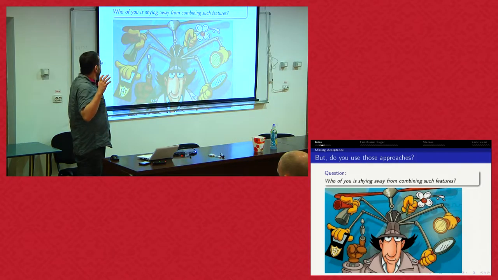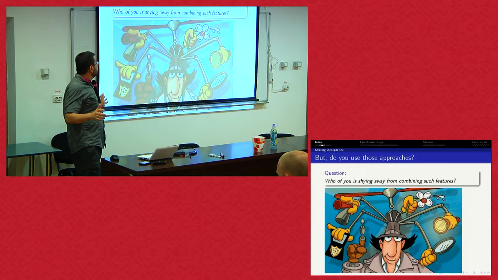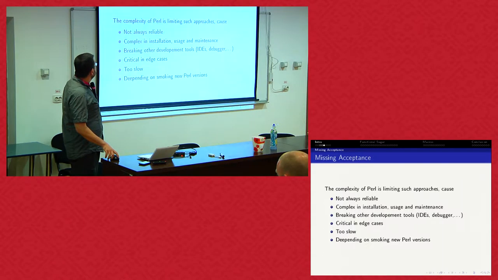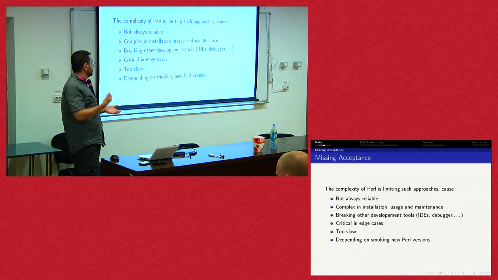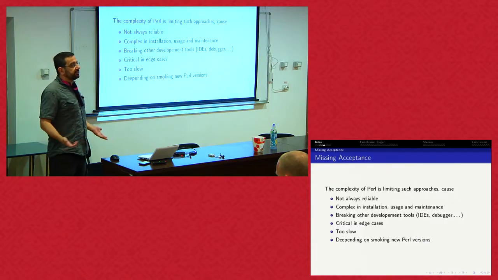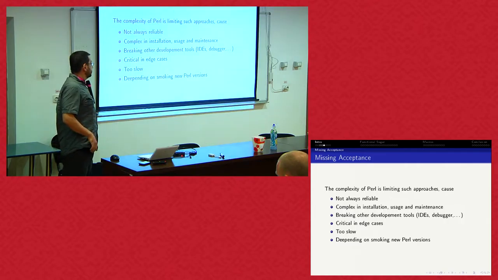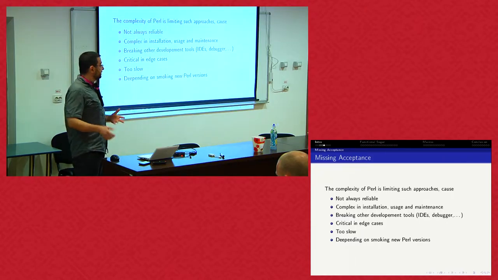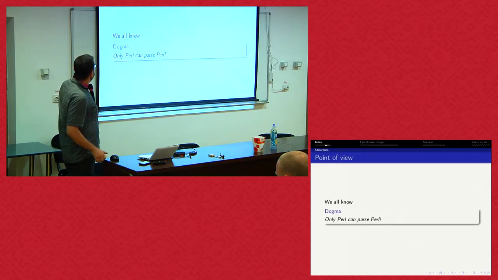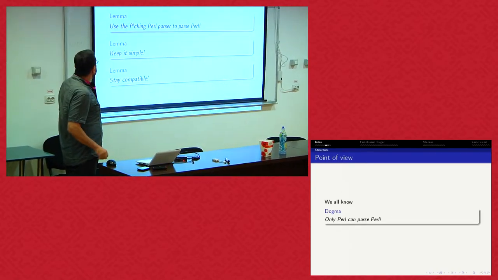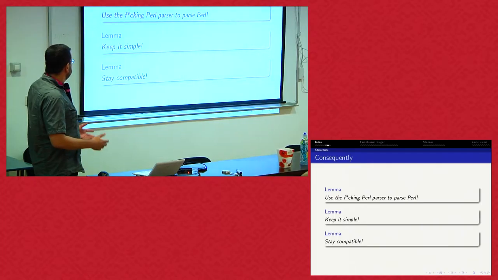We have a big variety of possibilities to change the syntax of Perl, like with Mr. Gadget, but they are not always compatible with each other. The complexity of Perl is limiting such approaches because it's not always reliable, it's complex, it's breaking other development tools. I mean, you have new keywords and your editor doesn't highlight them anymore. It's critical in edge cases. It does work in 90% of the cases, but avoid the last 10%. It may be too slow because it's clean, but too slow. It depends on Perl 5.20, but you're still on CentOS and you're obliged to work with Perl 5.8. So my point of view is only Perl can parse Perl, and just use the Perl parser to parse Perl. Keep it simple, stay compatible.